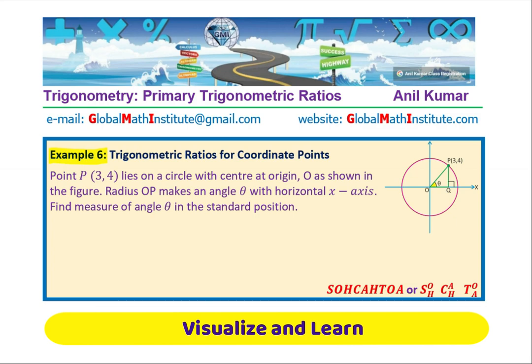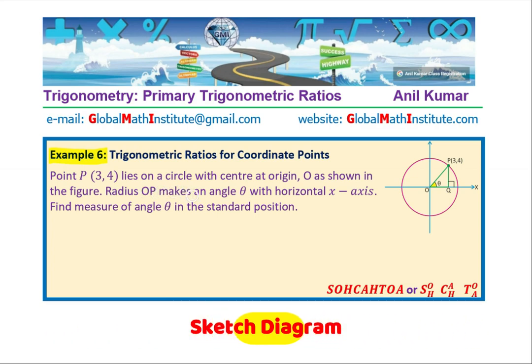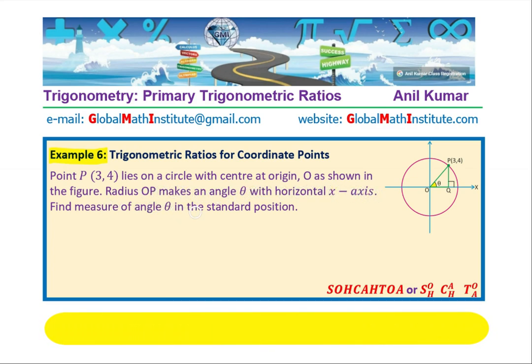So we'll now find the trigonometric ratios for a coordinate point. As shown here, we have a circle with radius 5. A point on the circle is (3, 4). The question is: point P (3, 4) lies on the circle with center at origin O, as shown in the figure. Radius OP makes an angle theta with the horizontal x-axis. Find the measurement of angle theta in standard position.